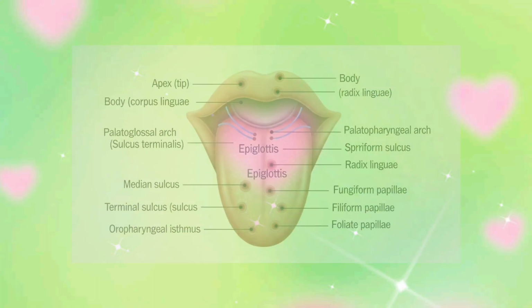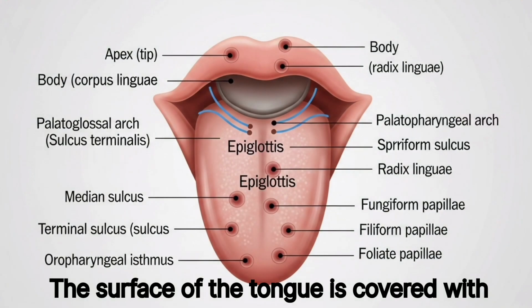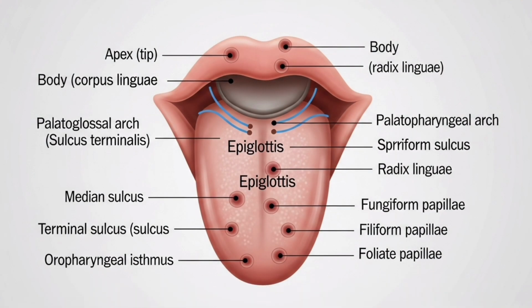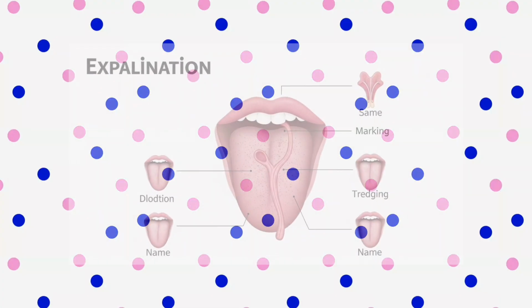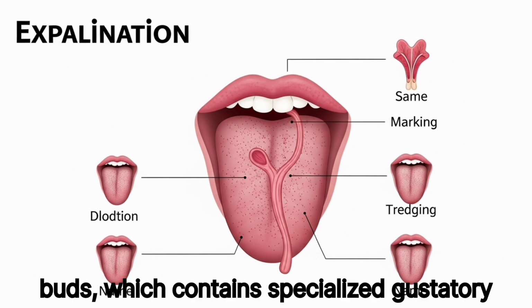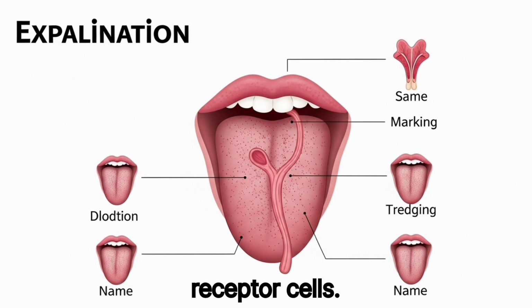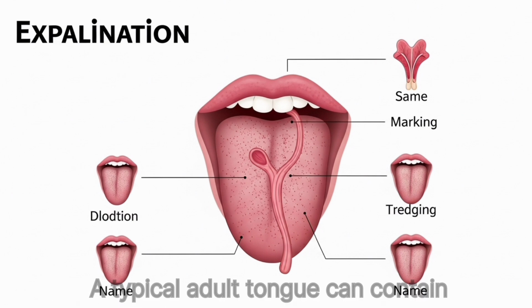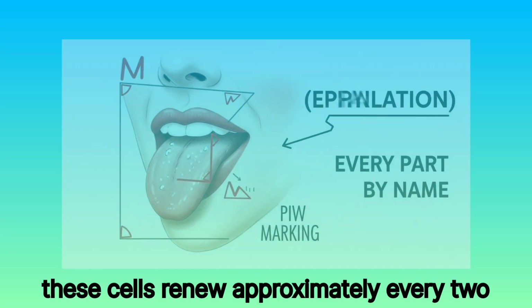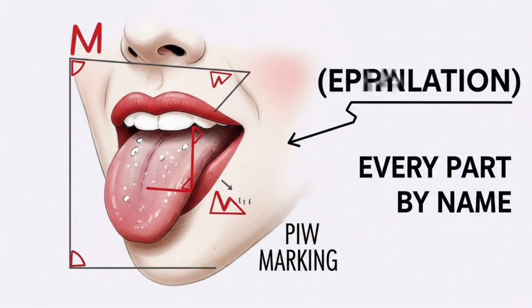and sensory analysis. The surface of the tongue is covered with tiny projections known as papillae: filiform, fungiform, circumvallate, and foliate, each serving sensory or mechanical functions. Within many of these papillae lie taste buds, which contain specialized gustatory receptor cells. A typical adult tongue can contain between 2,000 and 8,000 taste buds, and these cells renew approximately every 2 weeks.